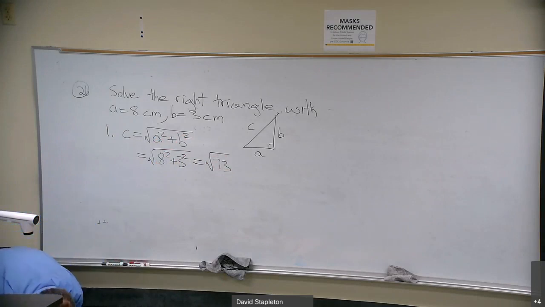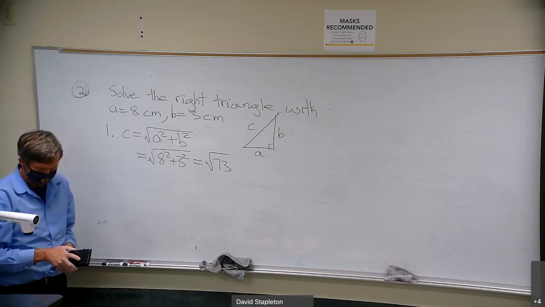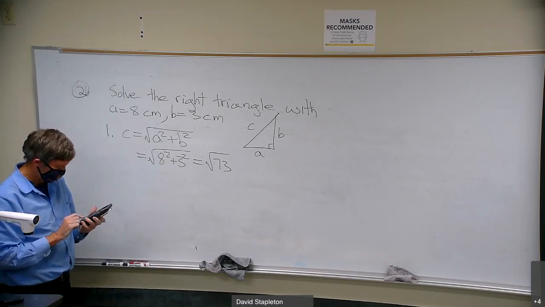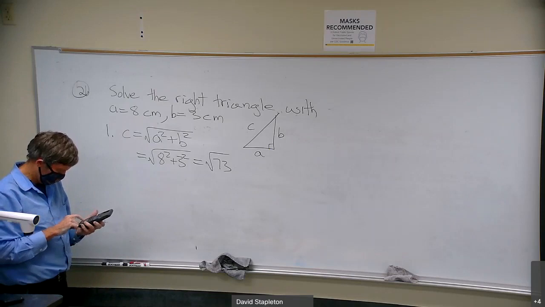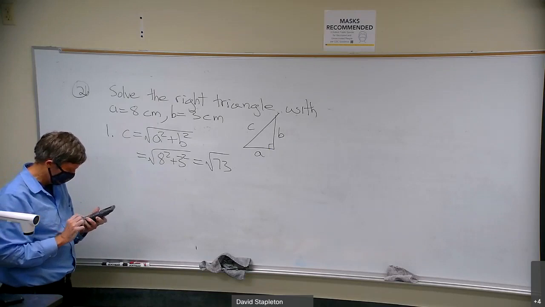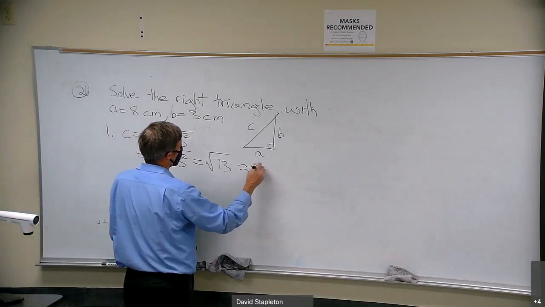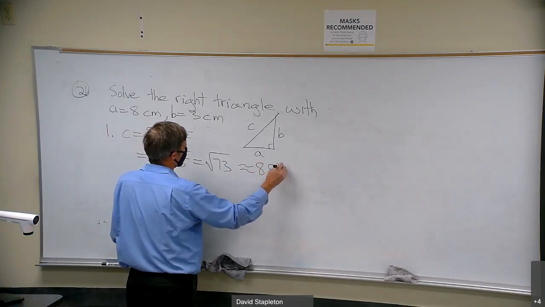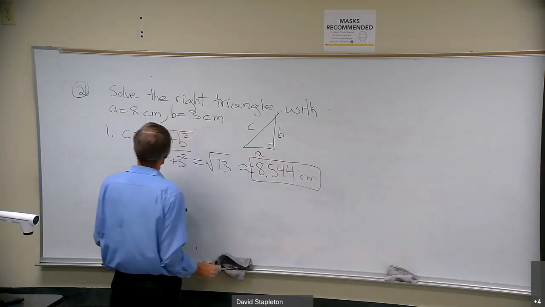Calculator. Square root of 73 gives me 8.544. So I didn't say where to round it. Just put at least 3 digits if I don't say where, so I can tell they knew what you were doing. And then it's centimeters because the other side was in centimeters, right?